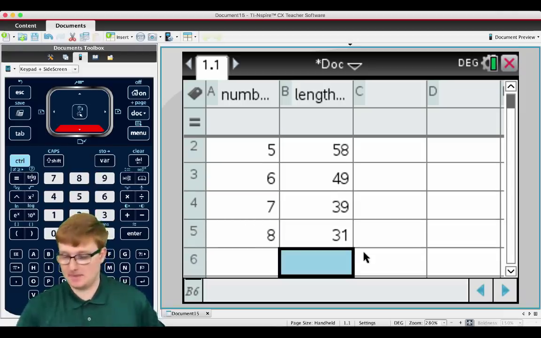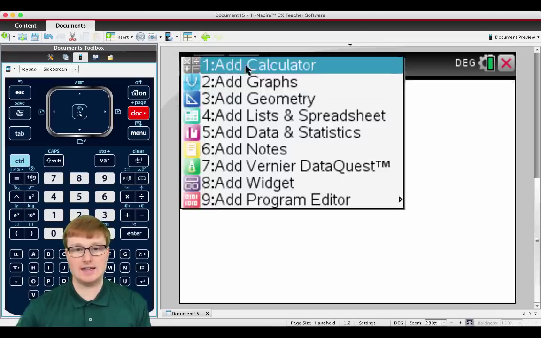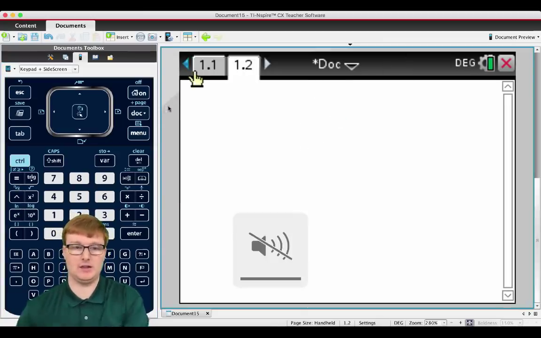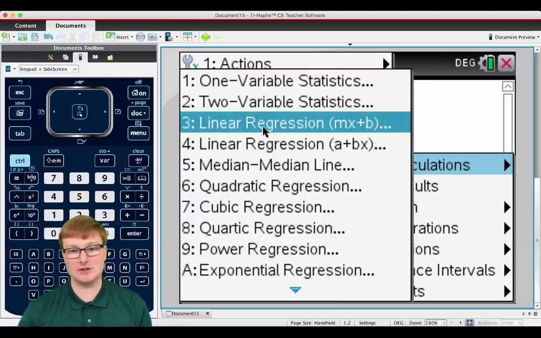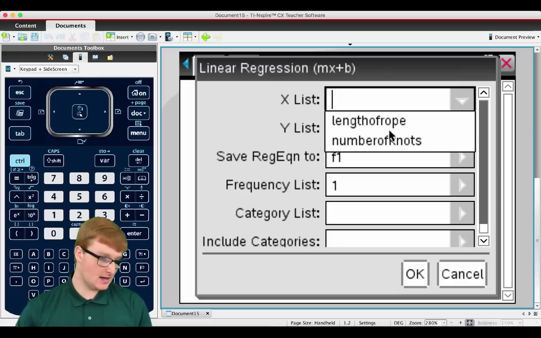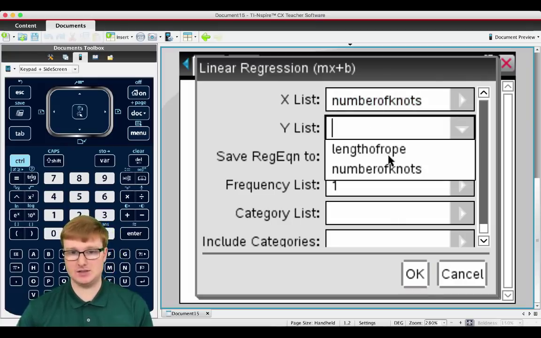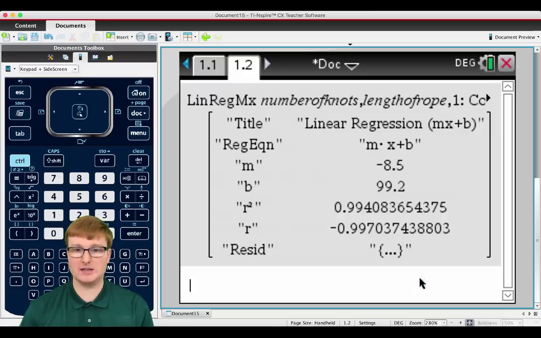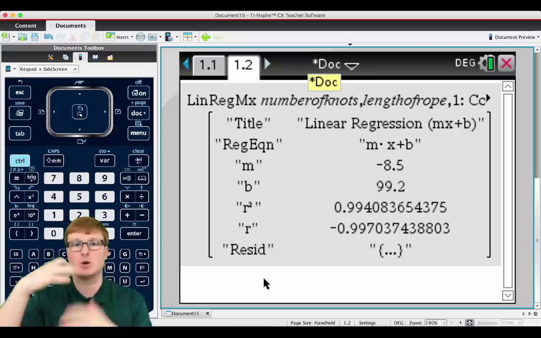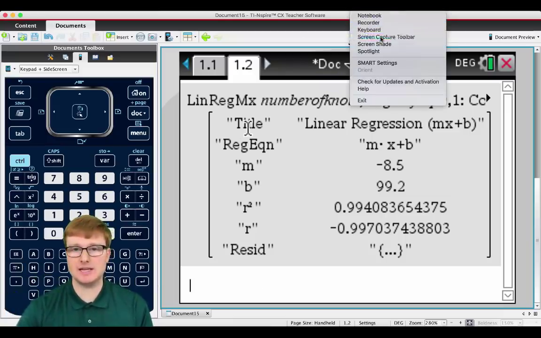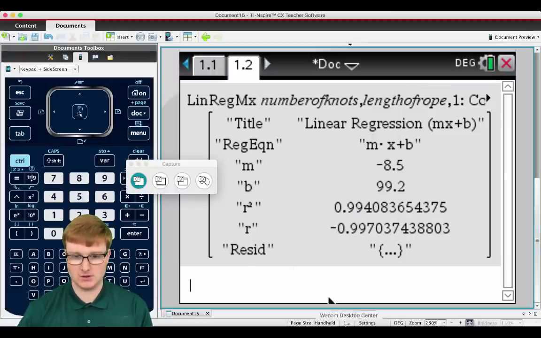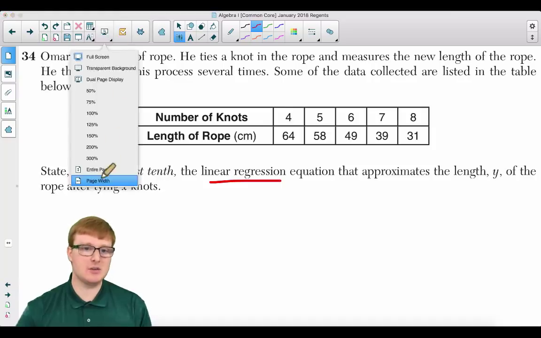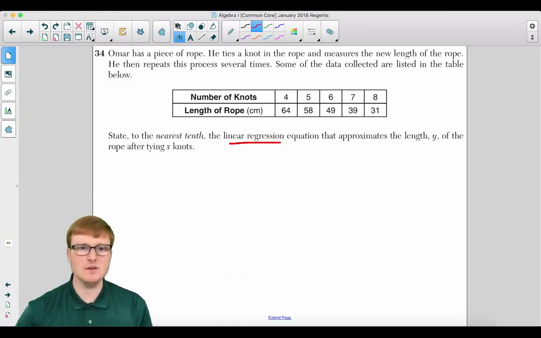31. So let's go to Control Dock, add a calculator. Turn off the volume. Go to Menu. Go to Statistics. Go to Stat Calculations and go to Linear Regression mx plus b. Type in the number of knots and the length of the rope for the x and the y respectively, and this is your linear regression equation or your table. So I'm going to go ahead and take a picture of this. It's your job to copy it down on your Regents exam. Okay. So I'll tell you exactly what you need to copy down for the Regents.